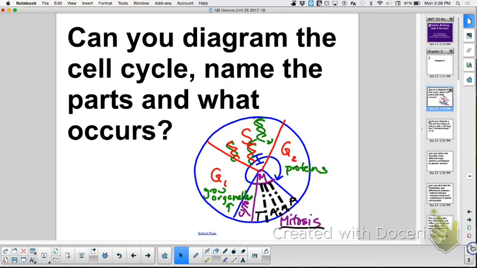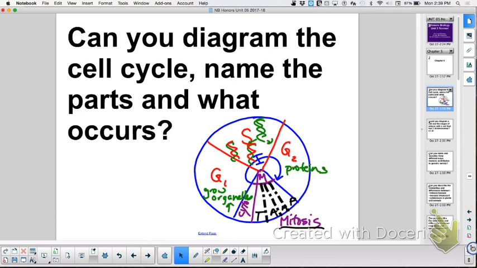Then telophase, what all you're doing there is you're packaging and protecting those chromosomes back up in a nuclear envelope again. And cytokinesis then is focusing on the rest of the cell. Because when you talk about mitosis, you're just talking about the nucleus and what's going on there with the chromosomes. Cytokinesis is the division of the cytoplasm. So then you would have two daughter cells that are identical.